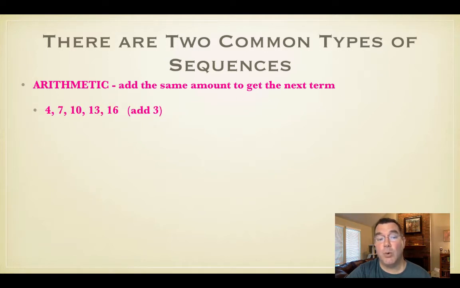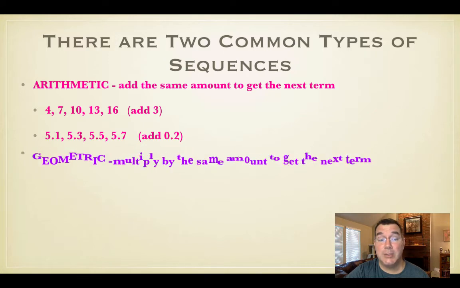So for example, 4, 7, 10, 13, 16, I keep adding 3. That is an arithmetic sequence. 5.1, 5.3, 5.5, 5.7, I keep adding 0.2 over and over again. So that is an arithmetic sequence.